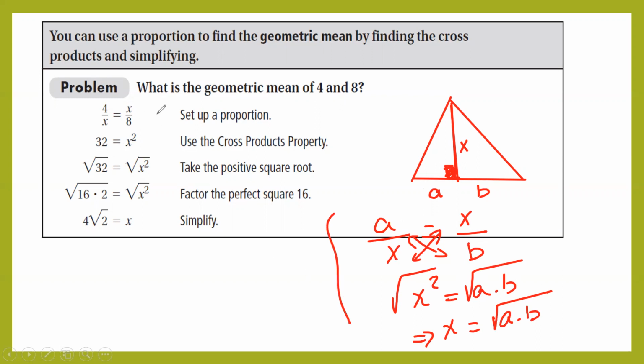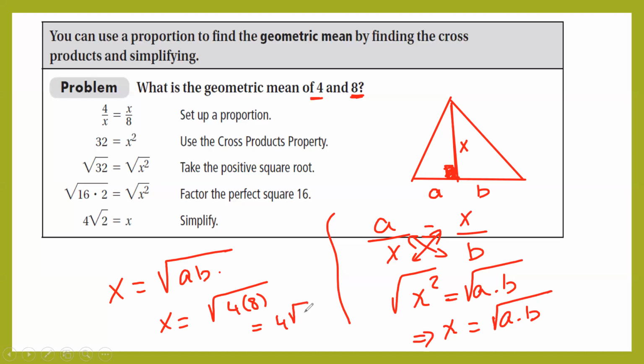Okay, look at this problem, he's asking about 4 and 8. So the same: x in this case is the square root of A times B, so x is the square root of 4 times 8. Final answer: it is 4 square root of 2, and that's it. According to the unit, if it is centimeter, write centimeter, inch or feet or whatever. So the x here is a length unit.